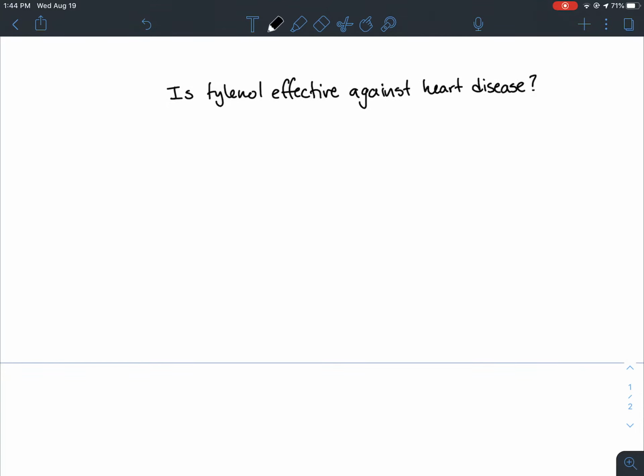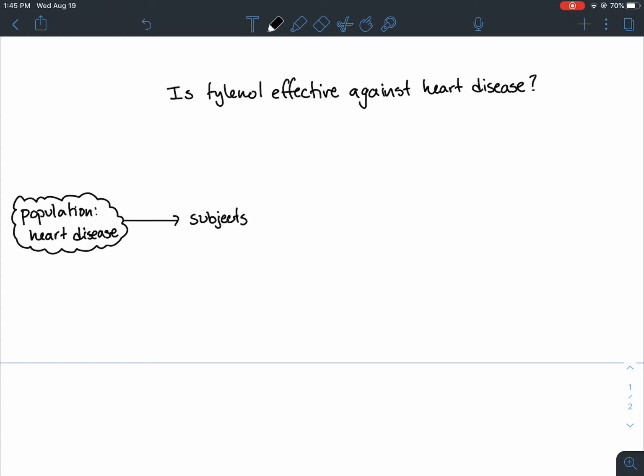So my population is not just everyone now. My population is those that have a form of heart disease. So my population is people with heart disease. Then I'm going to take an SRS and find subjects, because I want them to be random. I don't want people that I choose. I want it always to be that randomized way.